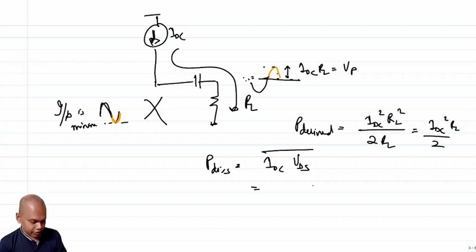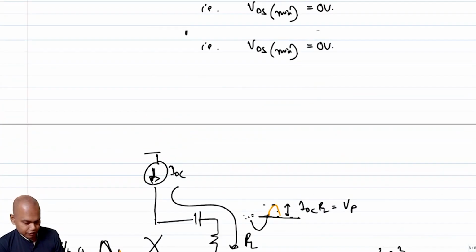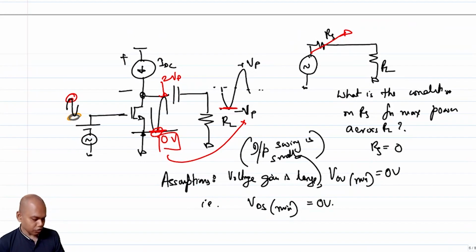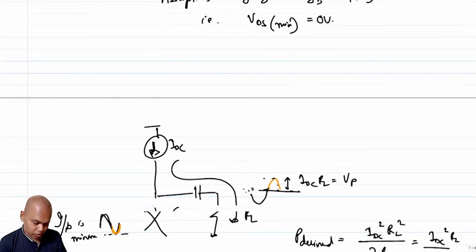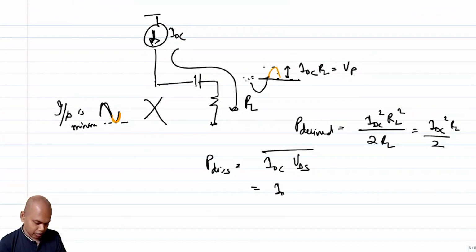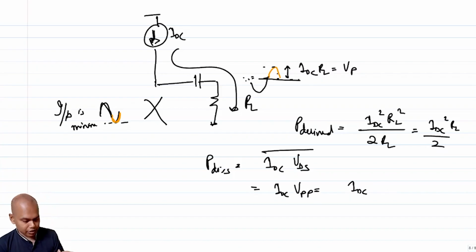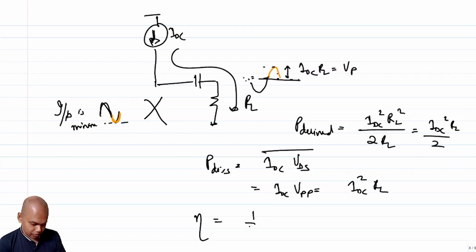And what is the average VDS? It goes from 0 to 2 Vp. Average is Vp, correct? So basically this is IDC times Vp, which is IDC times IDC times RL, so IDC squared times RL. So eta, your efficiency, becomes power delivered by power dissipated, which is 1 over 2, that is 50%.